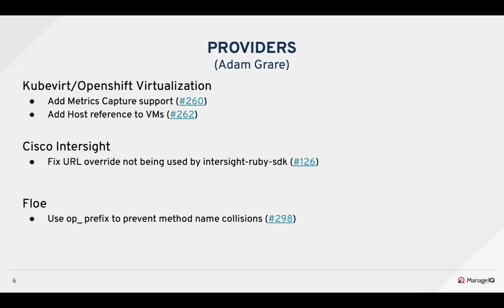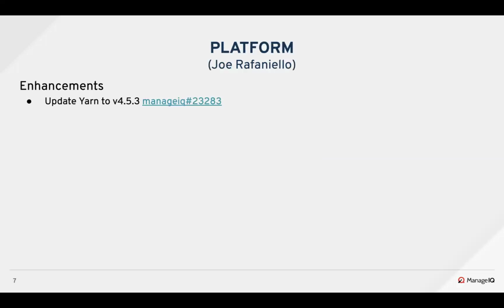For Cisco Intersight, we fixed an issue with URL override not being picked up by the Intersight Ruby SDK if you were using Intersight on premise. We were setting the host and port and etc., but the way that the OpenAPI generated gem used those wasn't being picked up, and so it was still going out to intersight.com. So we got that fixed up. For Flow, I believe Keenan added an OP prefix to prevent name collisions on some of the methods that we had. Next slide. And that's it for providers. Over to Joe.